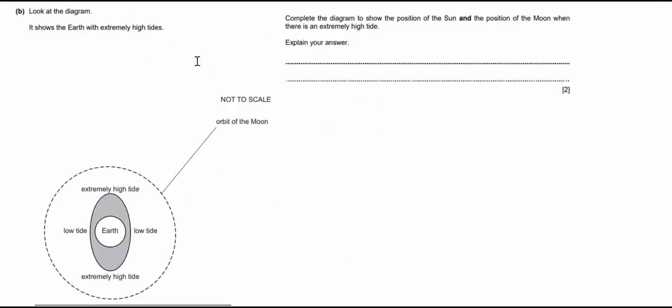4B says, look at the diagram. It shows the earth with extremely high tide. And this is the orbit of the moon again. Complete the diagram to show the position of the sun and the position of the moon when there's an extremely high tide. Explain your answer. Alright, you get 10 seconds from now.